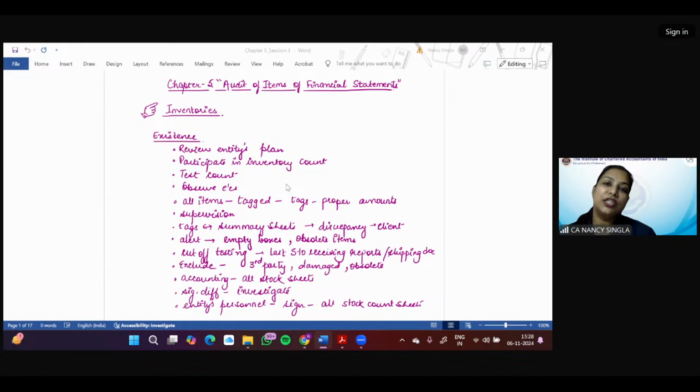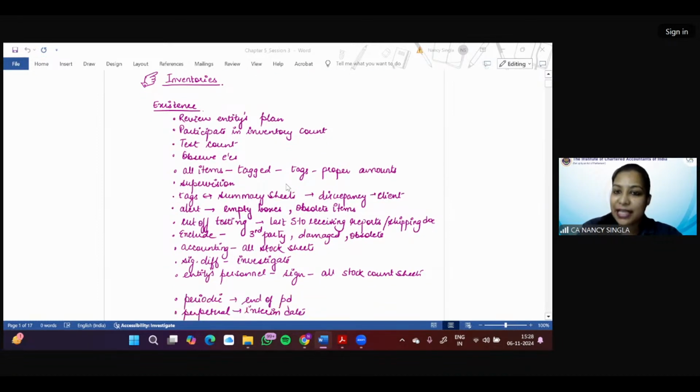So when the auditor has to verify the existence assertion, first and foremost will be what? Attend the physical inventory count. So here you will see how practically various aspects with respect to physical inventory count will be there. All that are discussed, which are very simple because we have done when we were doing SA 501, right? So first of all, the auditor will review the entity's plan of physical inventory count, and he will participate in the inventory count. He will also test count.